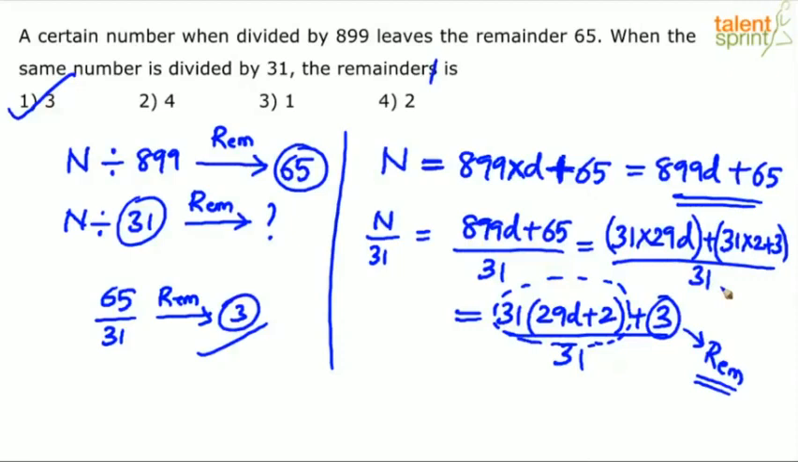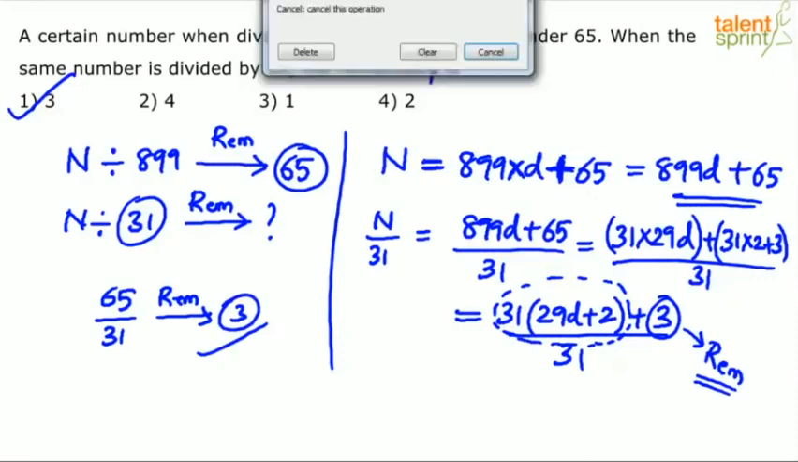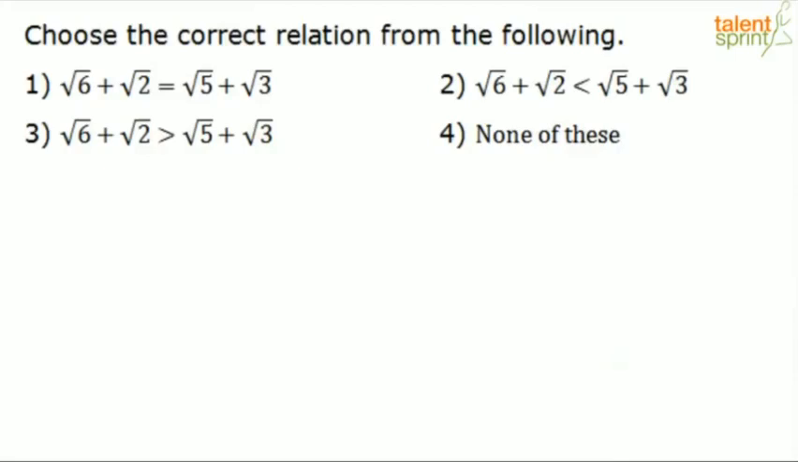All right. Next question. Choose the correct relation from the following. Now that's an interesting one. Answer options have been given to us. We have to find out which of these options show a correct relation. So look at this now.